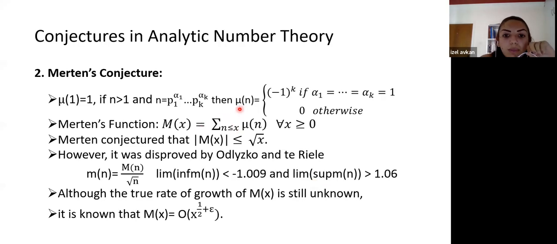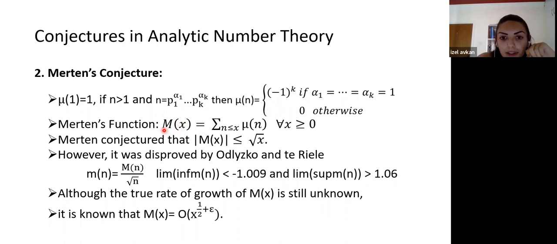Here you can see the Möbius function. For n equal to 1, it takes the value 1. And if n is greater than 1, we can write it as its prime factorization. And if all the alpha i's are equal to 1, then we have mu of n equal to (-1) to the k, and 0 otherwise. So the Möbius function can only take three values: -1, 0, and 1.